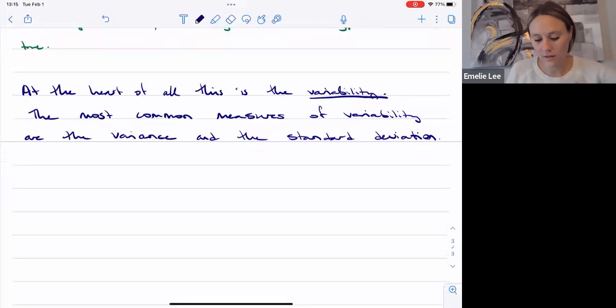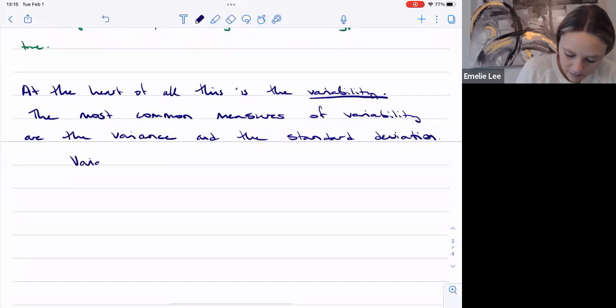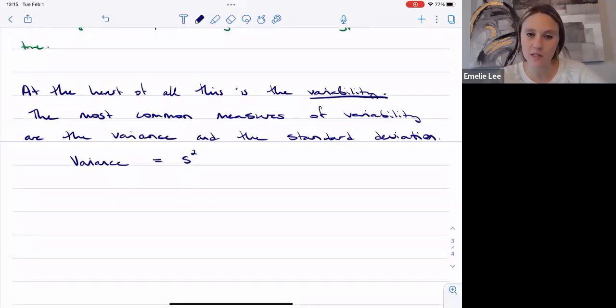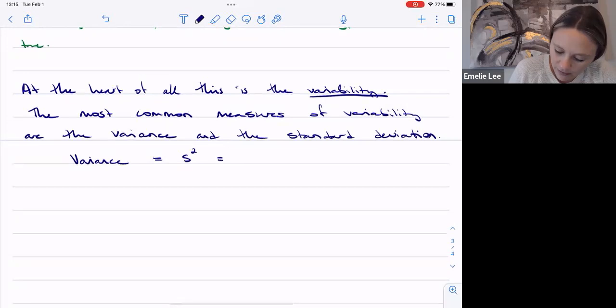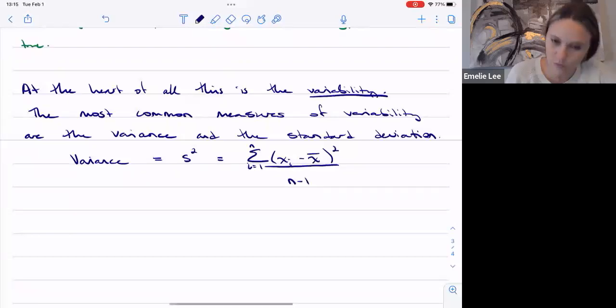The variance we denote by s squared, a lowercase s squared, because the lowercase s is the standard deviation. They're related: the variance is the standard deviation squared. So what is this s squared? The formula is the sum from i equals 1 to n of (x_i minus x bar) squared, divided by n minus 1.